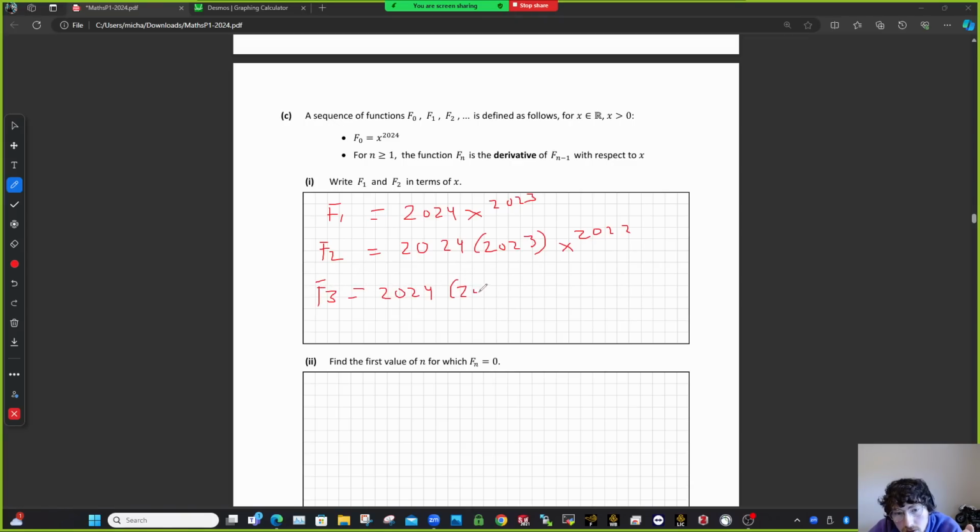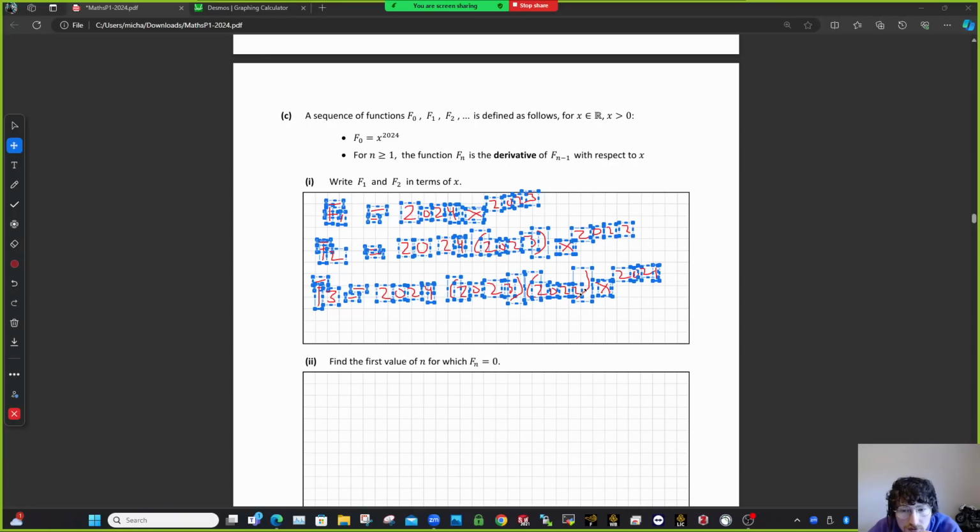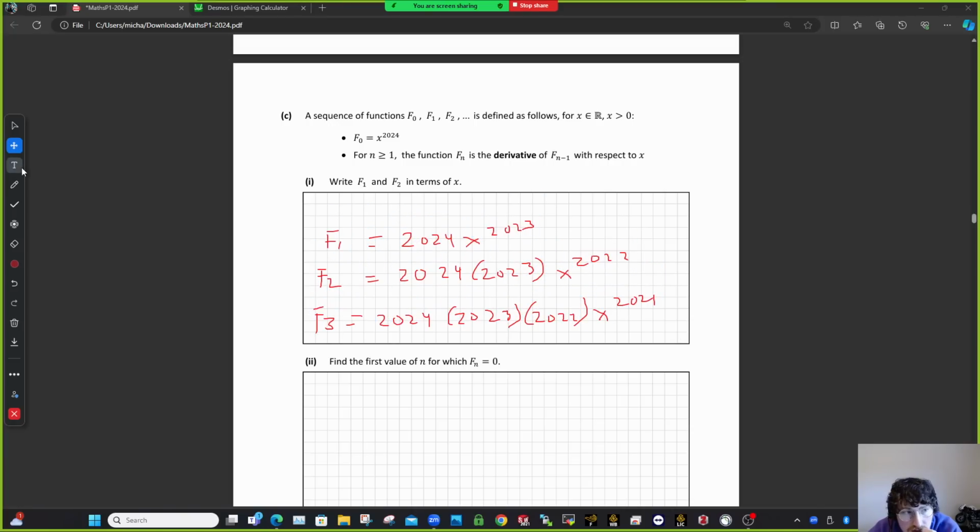2024, 2023, 2022, x to the 2021. And just remind yourself as well, because you're trying to visually see something, so you want to write these things out. f0 was x to the 2024. And just to remind you what the question is, these are the derivatives.